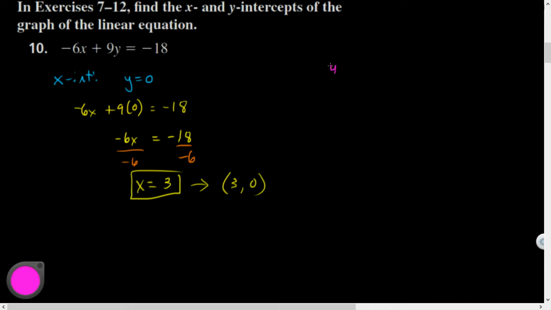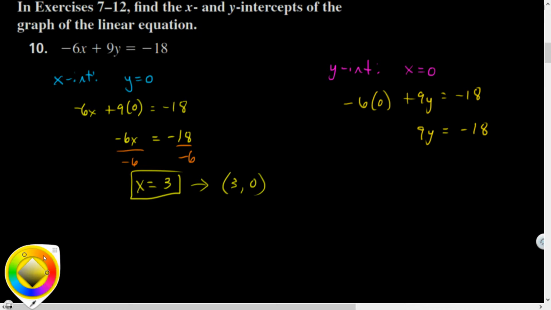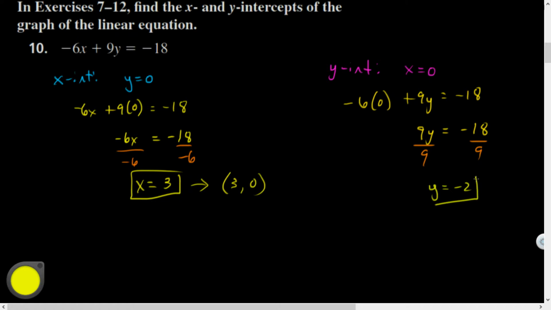Similarly, to find the y-intercept, I'm going to plug in 0 for who now? 0 for x. It's just the opposite of what you would think. And negative 6 times 0 plus 9y equals negative 18. Negative 6 times 0 is 0. That's just gone, friends. That went ghost. We want our internet friends to catch up with us, though. To solve for y now, I divide both sides by 9. And y equals negative 2.